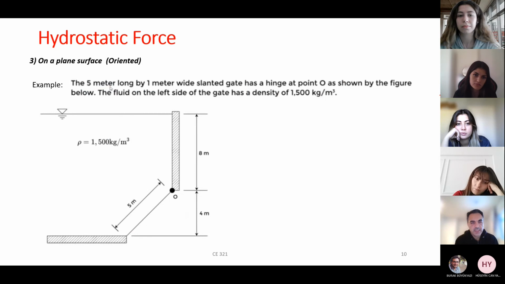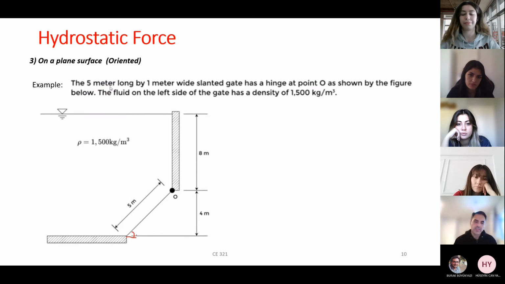Okay, here we see an example of a submerged plane which has an angle, this theta, also not given, but I see this is oriented, submerged. This is my surface, free surface. The liquid is not water because rho is not 1000, it is 1500 kilogram per cubic meters.